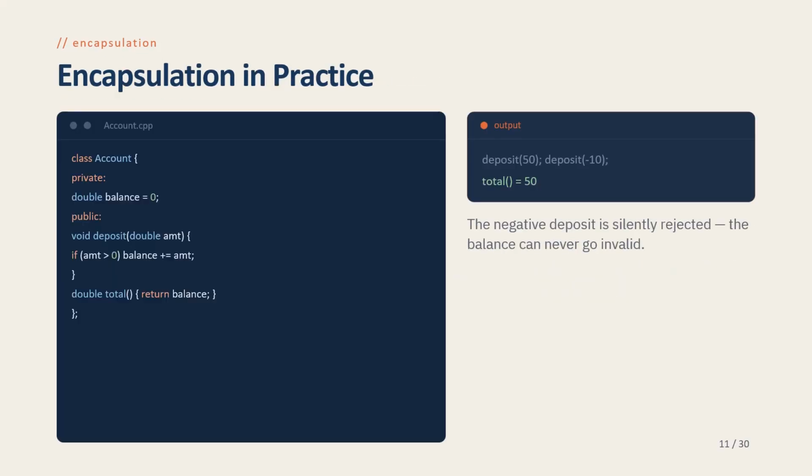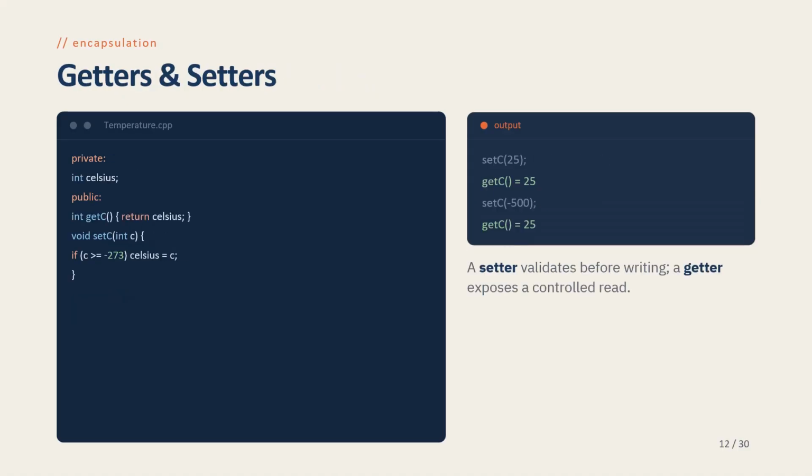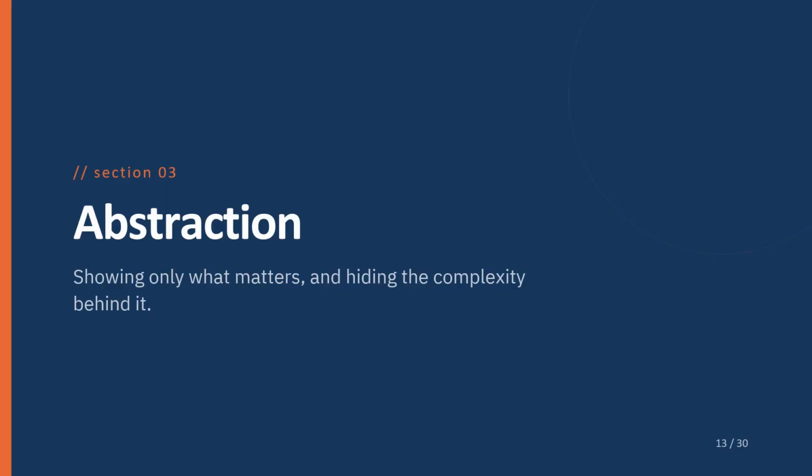Here is an example of a bank account. The account balance is private. The user cannot modify it directly. Instead, they use methods such as deposit and withdraw, which validate every transaction before updating the balance. Here are getter and setter method examples.